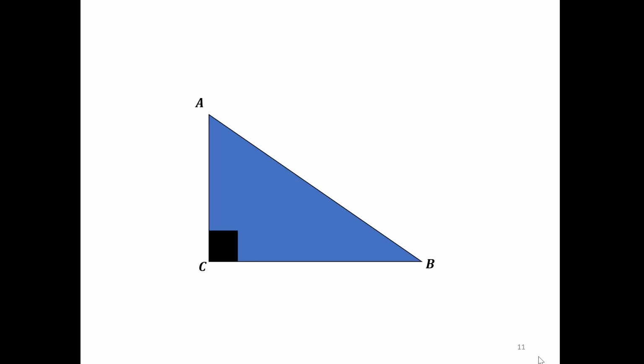We label the vertices with capital letters. This is triangle ABC. We label the sides with small letters. The side opposite angle C has got a small c. The side opposite angle B is a small b, and the side opposite angle A is a small a. The hypotenuse is the special name for the side opposite the right angle.